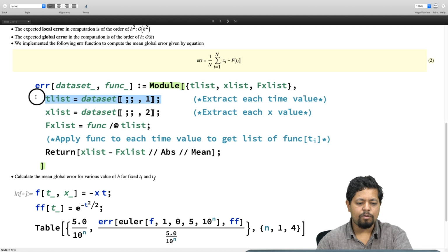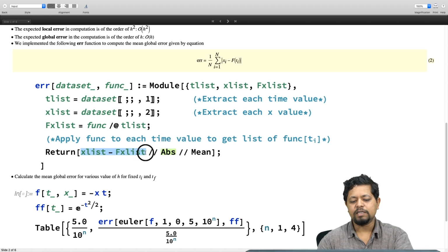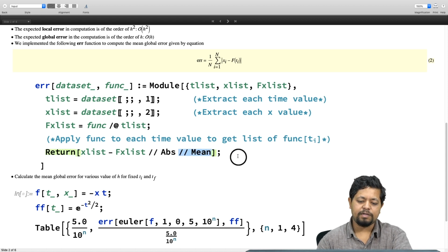This stands for all the rows. So we extracted the time component, we extracted the x component, then we calculated a list of true values of f by applying the function, which is the big F, the solution of the differential equation. We applied F at t list to obtain the true values. Then in order to find the mean absolute error, we took the difference of x list and the true values, applied the absolute function on it through postfix application, and then calculated the mean again through postfix application, and then returned that to give me the mean absolute error.